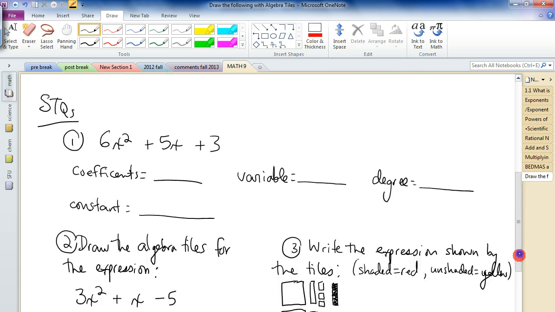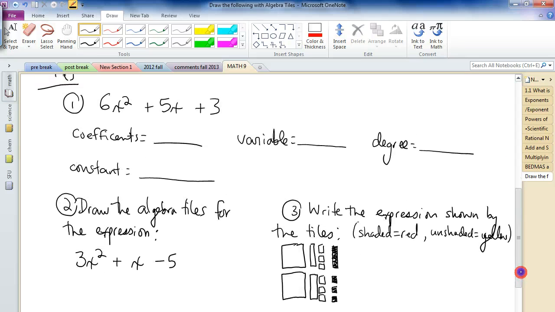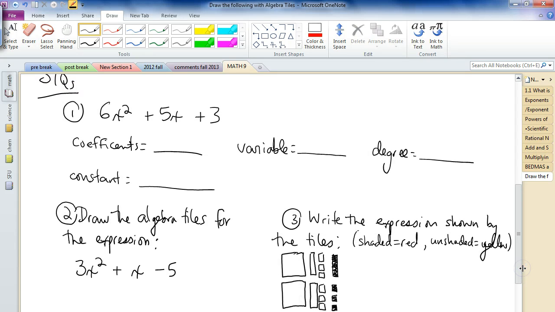Here are your skill testing questions using our good friend the algebra tiles. For this one, you got to tell me what the coefficient, variable, degree and constant are. This one, you got to draw out what this looks like. And then here, again, the yellow, unshaded being the yellow, and the shaded are the red negatives. What would this expression be?